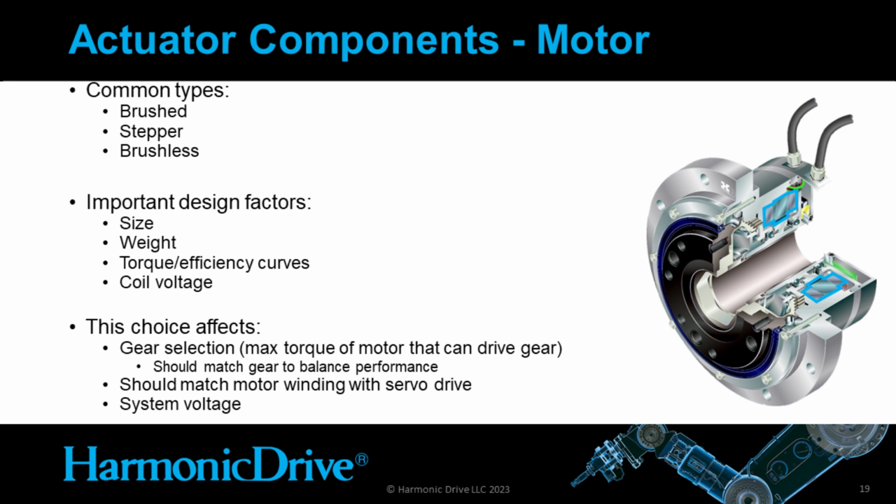Some of the important design factors that need to be considered when designing an actuator are size, weight, the torque and efficiency curves of the motor, and the coil voltage. This choice affects your gear selection. You should match the torque of the motor so that it can drive the gear, and you should match the motor winding with the servo drive's operating voltage.